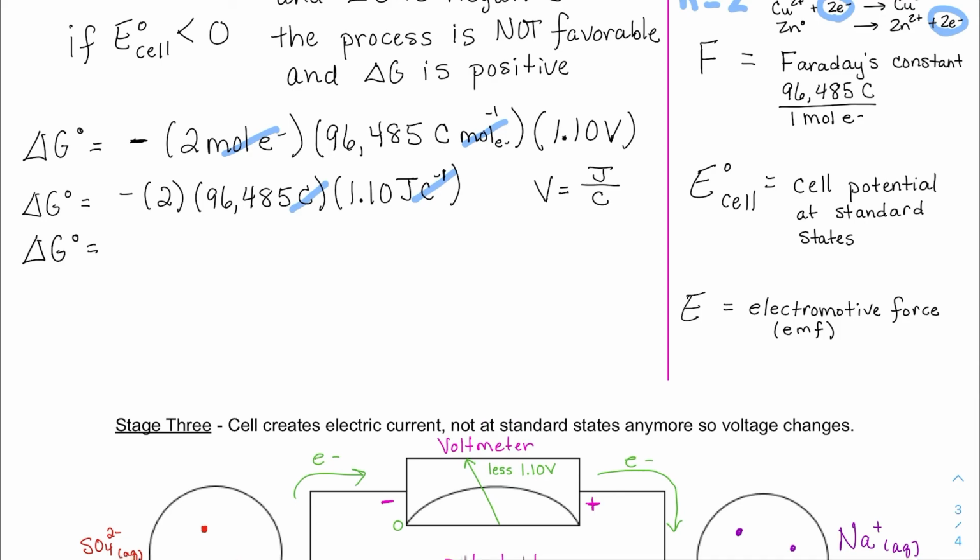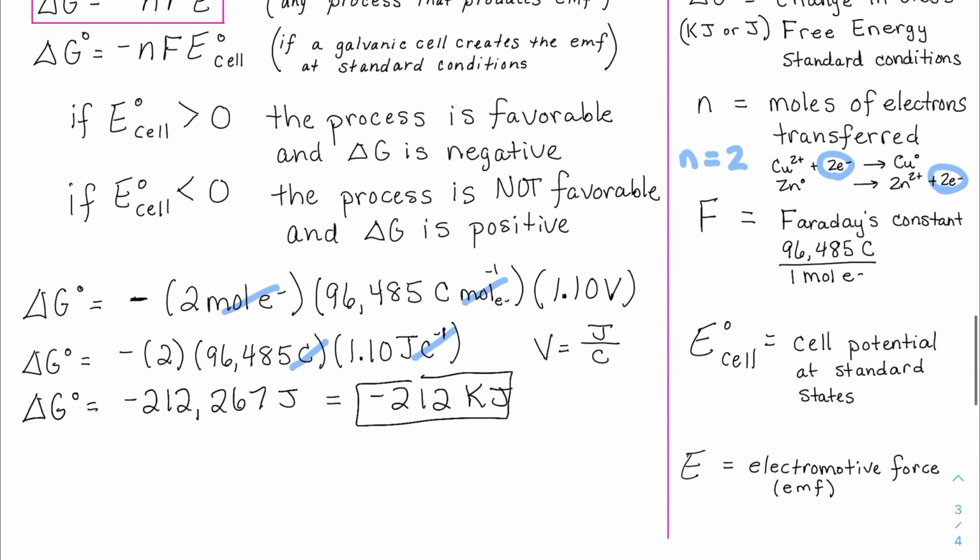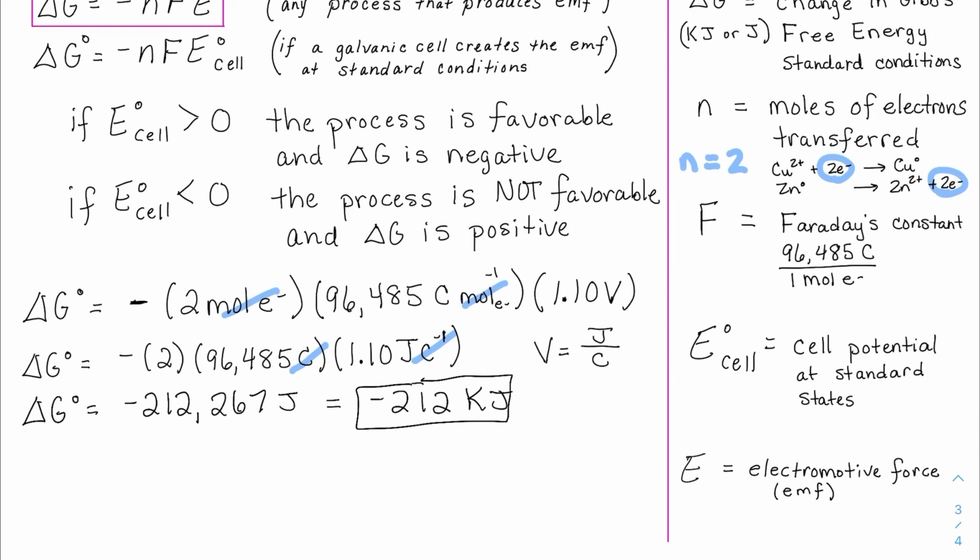All right, so the next thing is just what's the number? I'm going to get -212,267. Yeah, I think I said that right. Usually we don't want to keep it like that, so we would have it as -212 with significant figures and in kilojoules. So I'm going to convert it to that. And so I get a spontaneous process, and my delta G is negative, just as I thought.